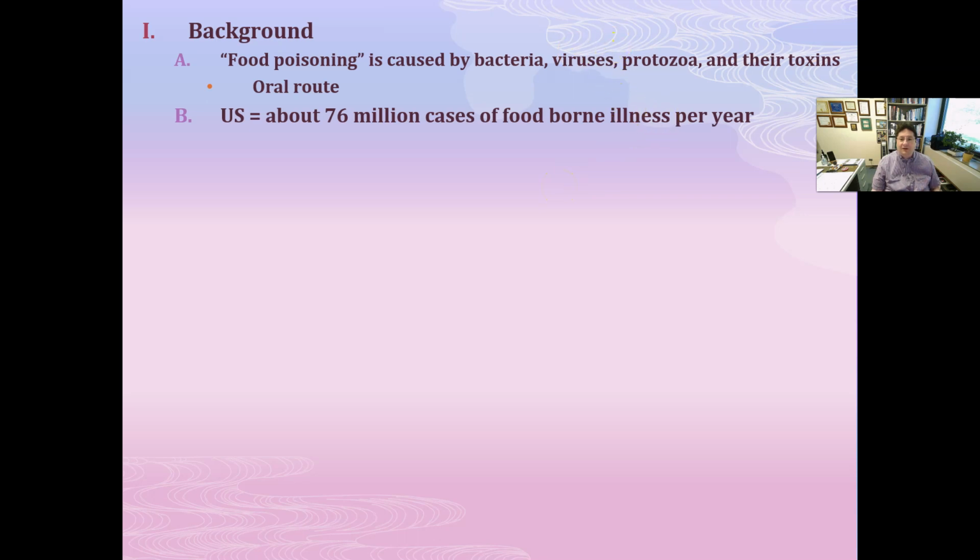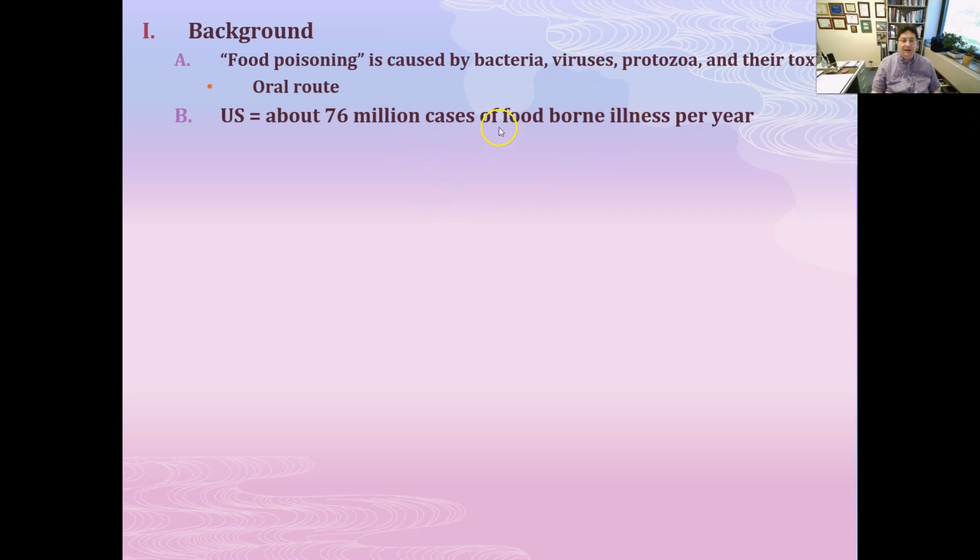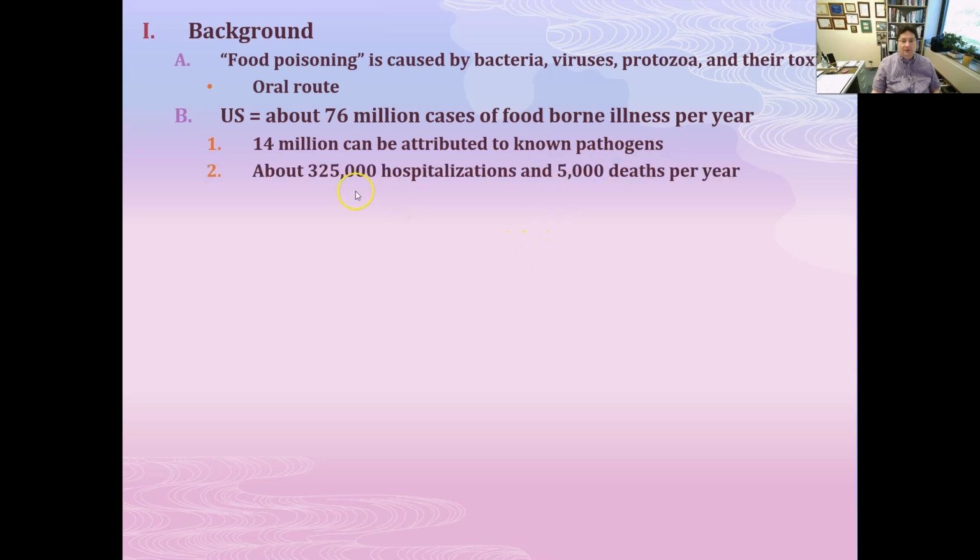In the United States, there are about 76 million or so cases of foodborne illness per year, and that's conservative. It'd probably be a lot more than that. 14 million can be attributed to known pathogens. Over 300,000 hospitalizations and about 5,000 deaths per year. Why did I say that 76 million is a conservative estimate? Well, a lot of these go undiagnosed. If you had food poisoning, did you go to the hospital for it? You may have, but a lot of people don't because it clears up on its own relatively quickly. So, authorities wouldn't know about it.